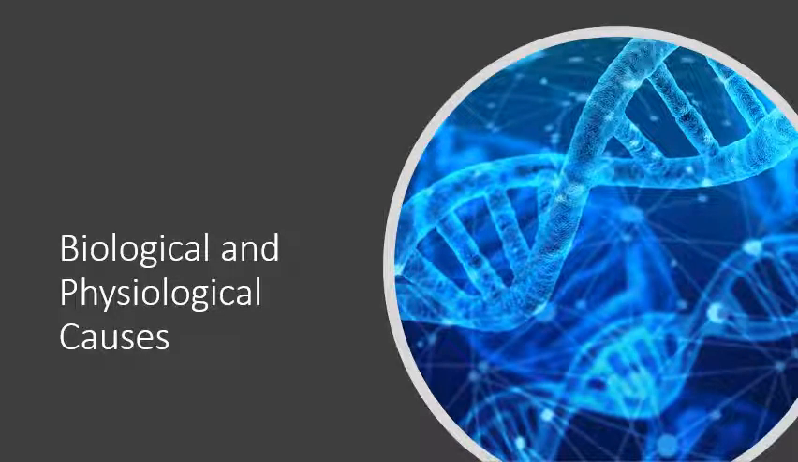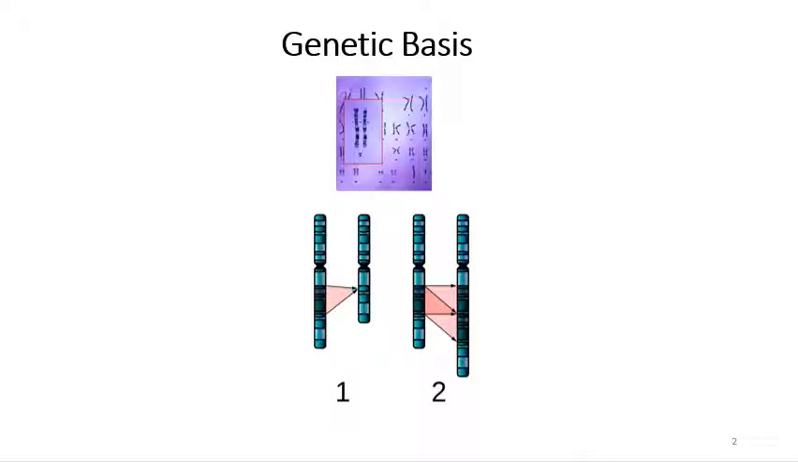We next talk about biological and physiological causes that may be diatheses for the development of a disorder. We first think about genes. This karyotype, or purple image on the top of the screen, is a representation of the 23 pairs of chromosomes. We get one from mom, one from dad in each pair, and those are, of course, mixed. We don't get exactly the same one mom has or exactly the same one dad has. And we can have things go wrong in there.